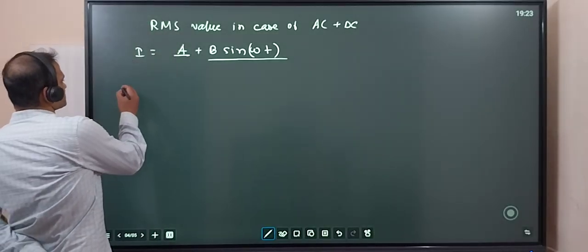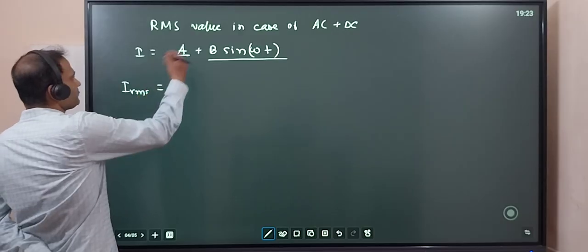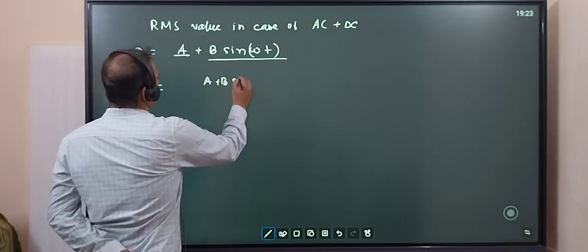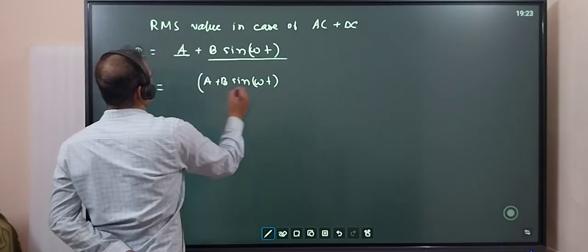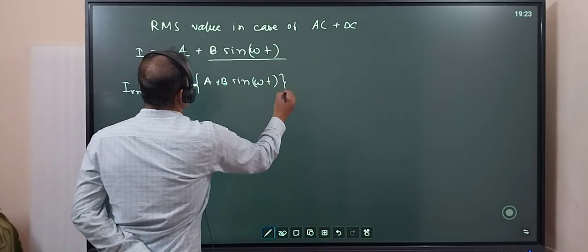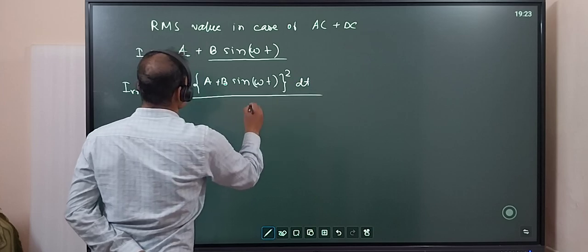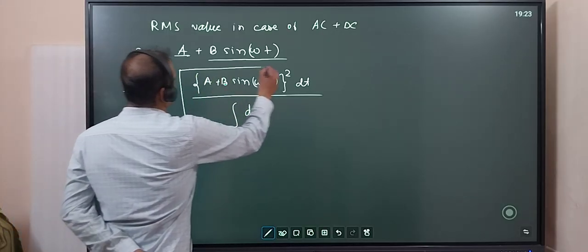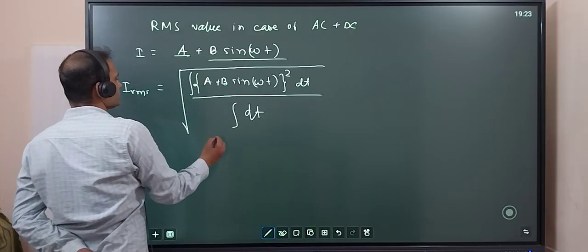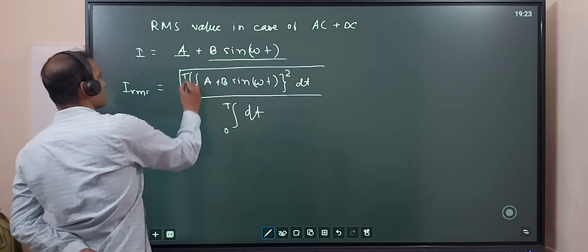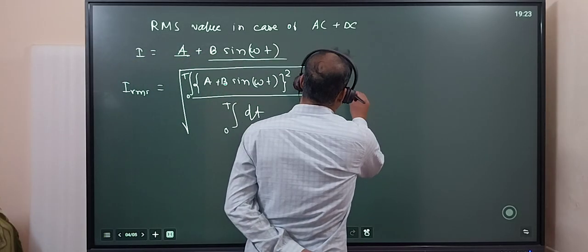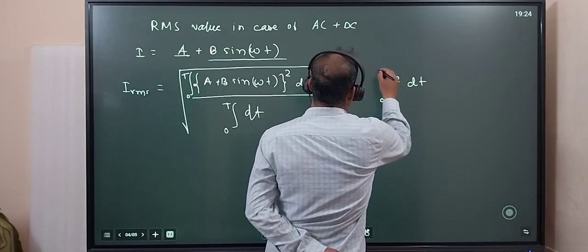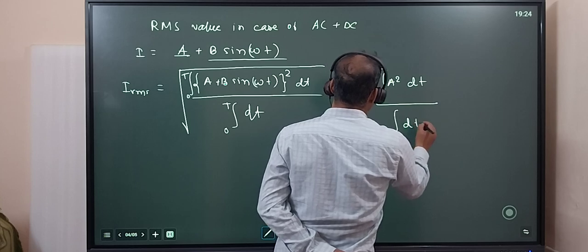So what we are going to do, again the similar thing we have to do. We have to square it so that we can find the average value of this thing, and then we have to take the square root. The limit of integration is one time period. Okay, one time period. So this will be A square dt, 0 to T, divided by dt, 0 to T.